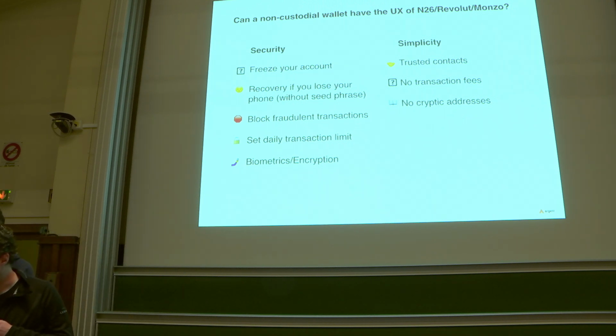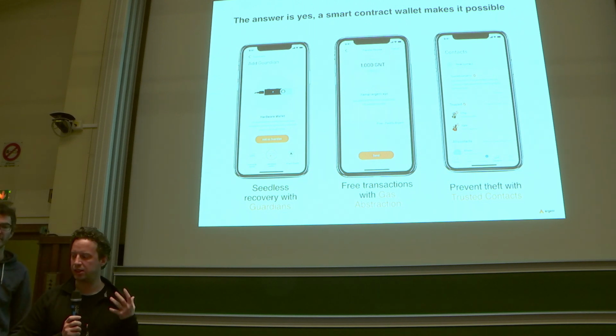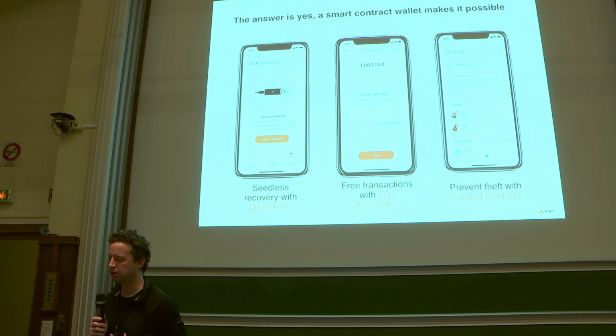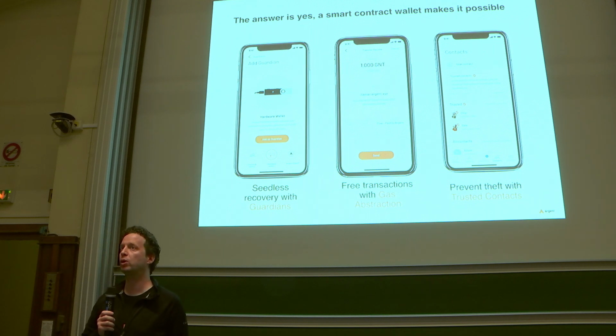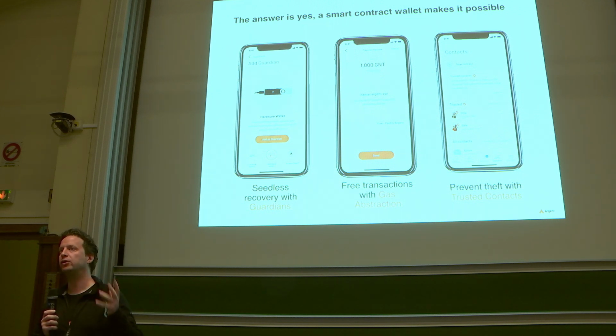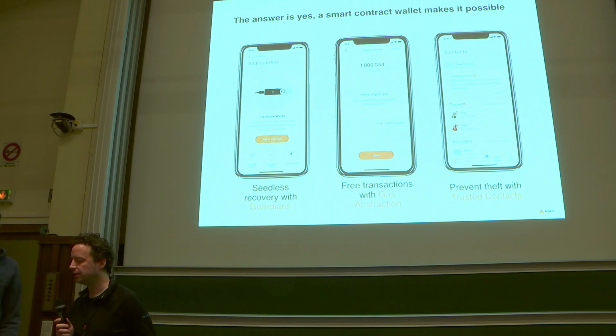So to achieve that, we realized it could be done by using a smart contract wallet. So with Argent, you don't need a seed anymore. We have seedless recovery with what we call guardians. Guardians can be other users, can be hardware wallets. It's basically an Ethereum address. We have full gas abstraction, so that allows Argent to subsidize gas if we want. Could be a dApp subsidizing gas, or can be the user paying for it. And we prevent theft with the concept of trusted contacts.